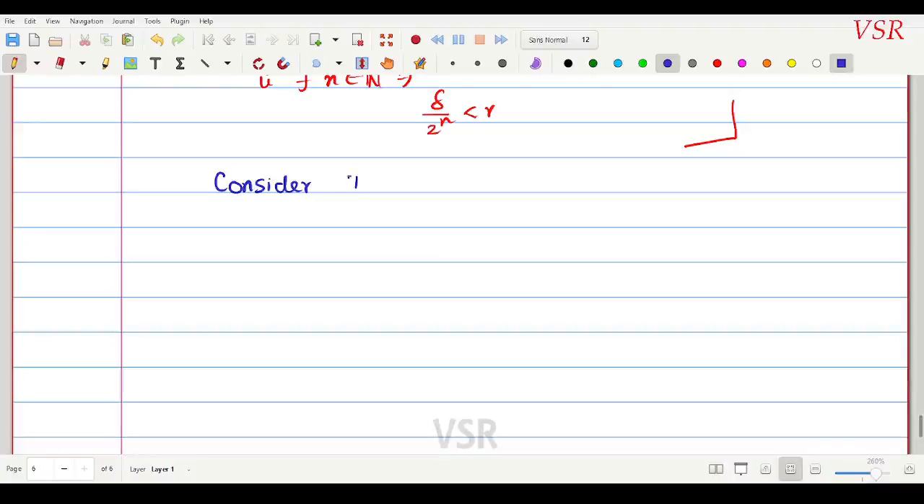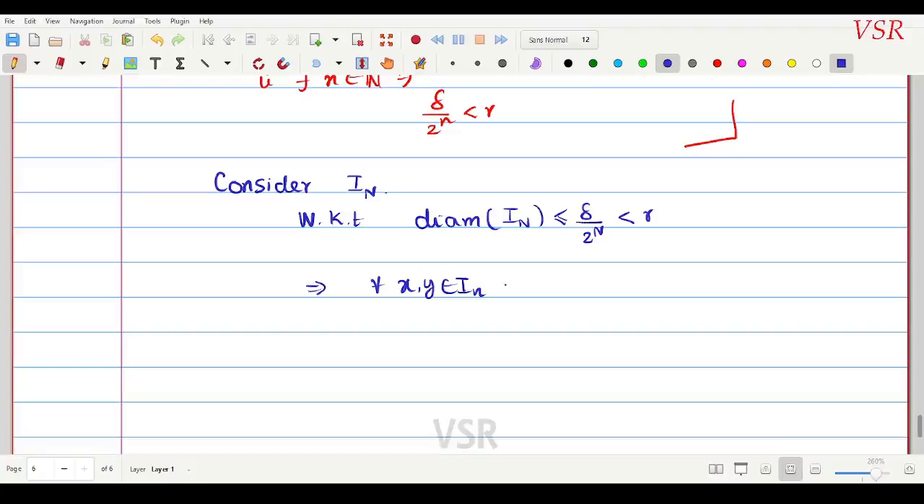Okay, we know that the diameter of this I capital N is less than or equal to delta divided by 2 to the power N, and we know that this is less than r. That means this implies that for every x, y belonging to I capital N, modulus of x minus y is less than or equal to delta divided by 2 power N, and that is less than r. And note that we know that the element x star is always in I capital N.